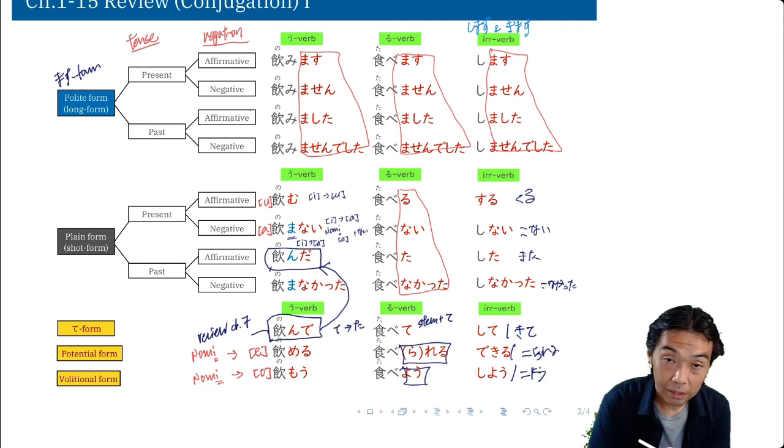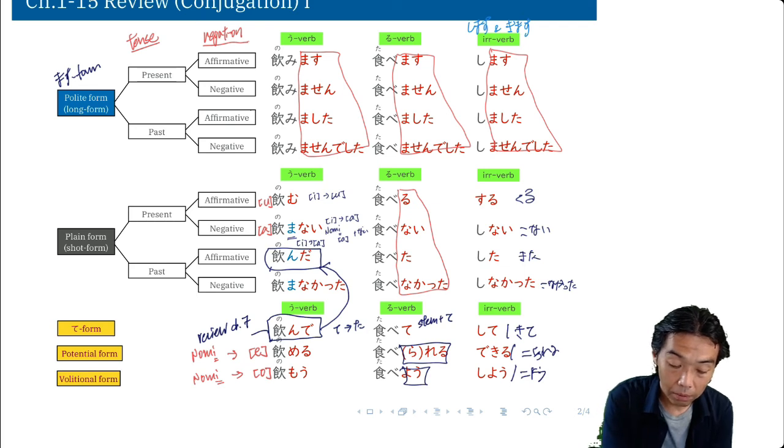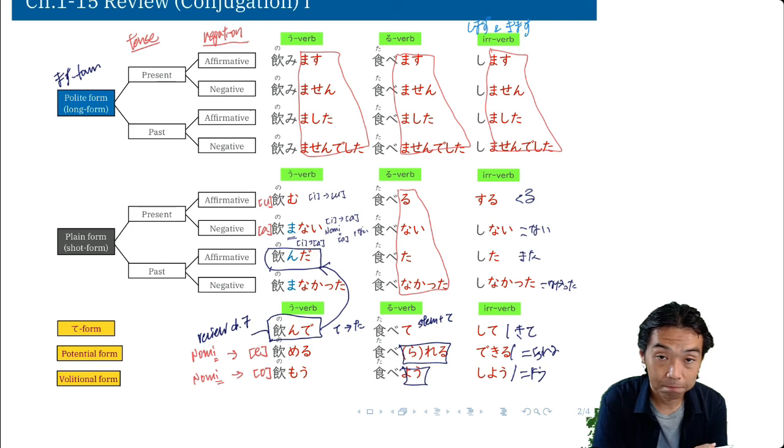So that's how u verb works. In a way, you have to associate each sound to the different forms. Plain present affirmative: the sound associated with it for u verbs is U. Plain present negative, it's A sound. Potential form is E sound. Volitional form is O sound.